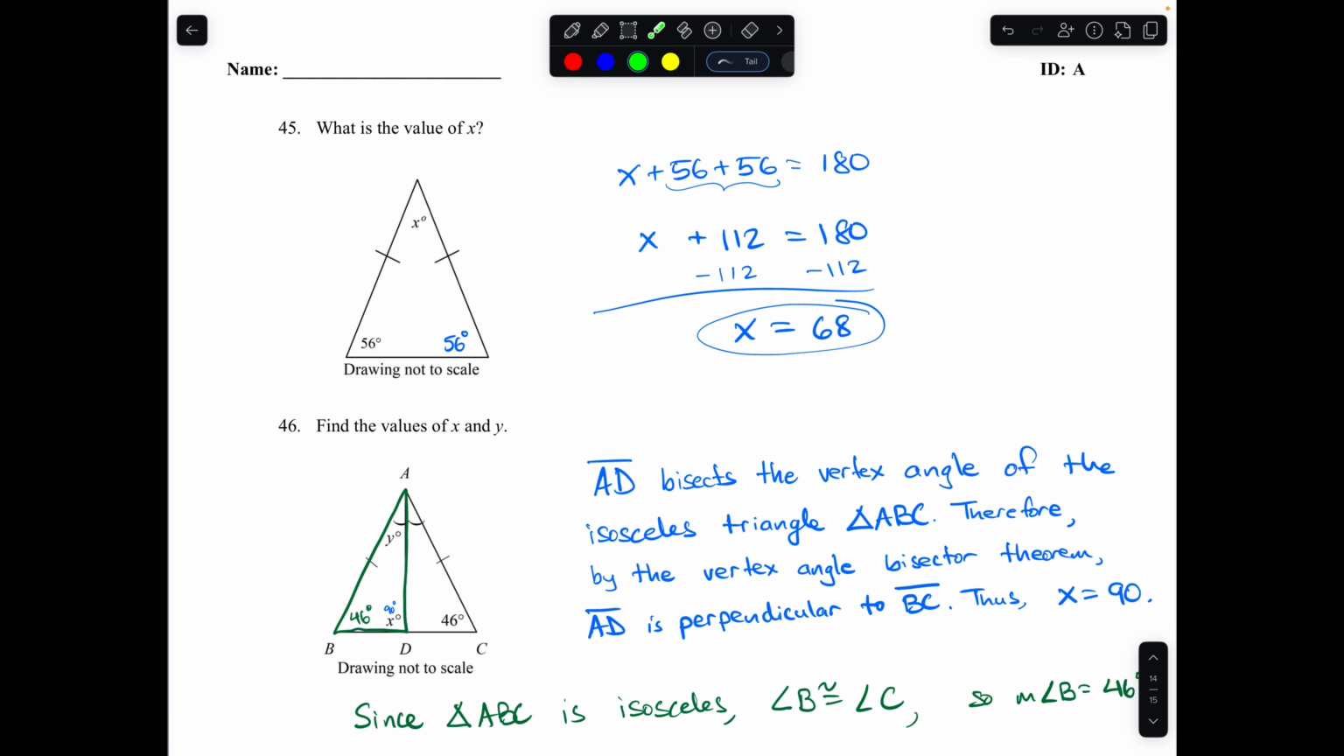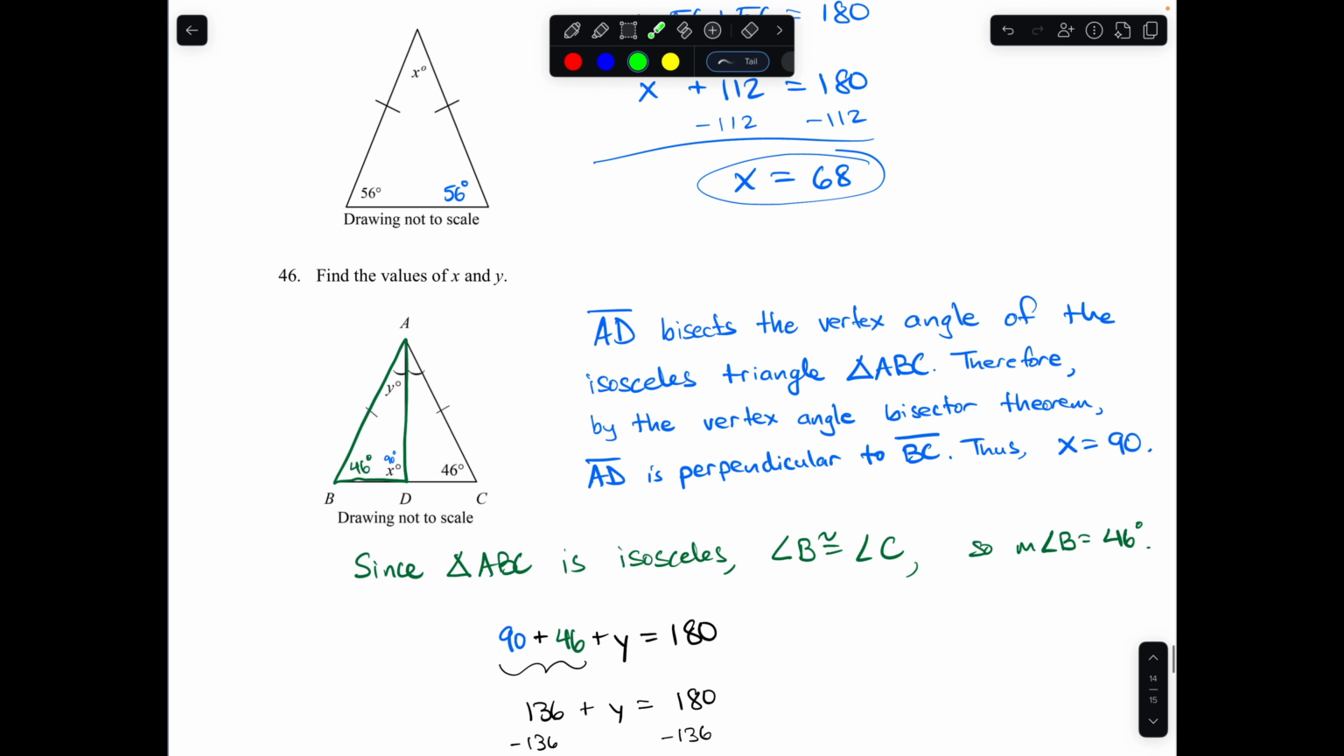Number 45, very similar. We have a triangle. If this base angle is 56, then so is this, because it's isosceles. Add up the three angles of the triangle, they should equal 180, and we'll find that x is 68.